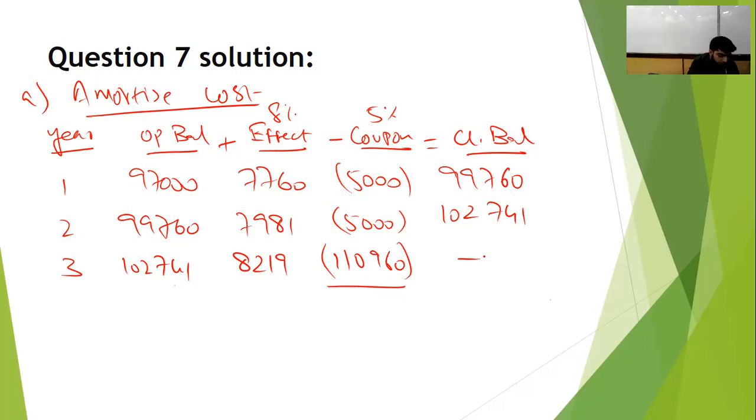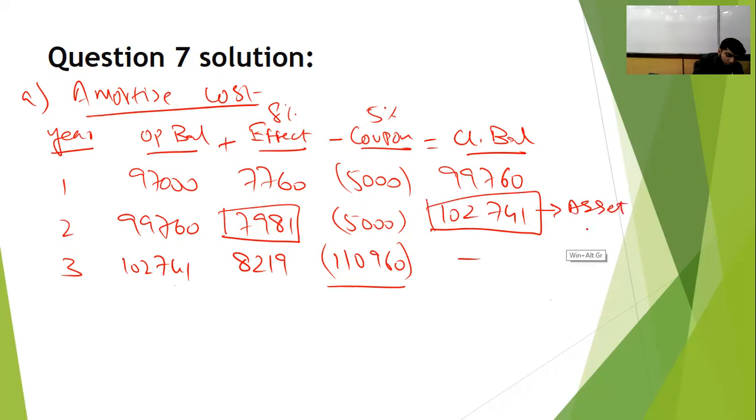Now, if I ask you what amount of interest income is to be recognized in P&L for year two? Exactly, 7,981. And if I ask you at what amount the investment is to be recognized in the financial position at the end of year two? 102,741, that would be the amount of investment, that is an asset. And will it be recognized as a non-current asset? No, this will be recognized as a current asset. Is it clear to everyone?